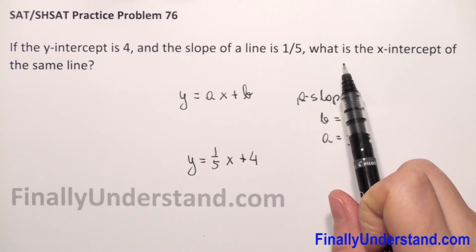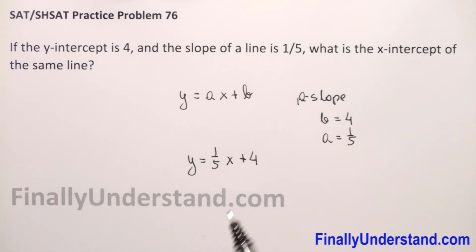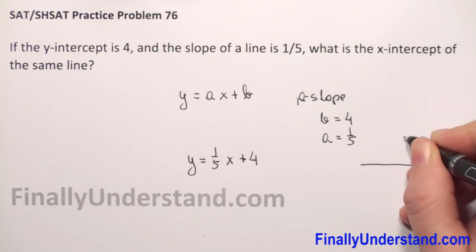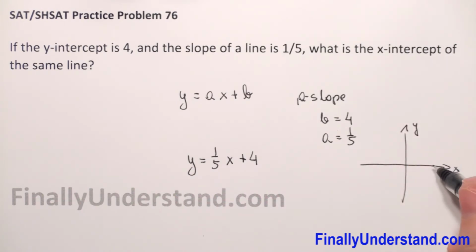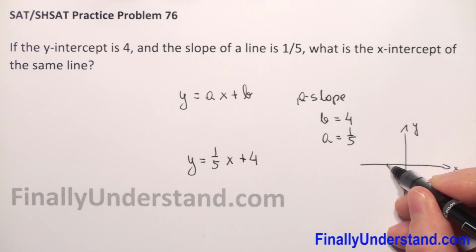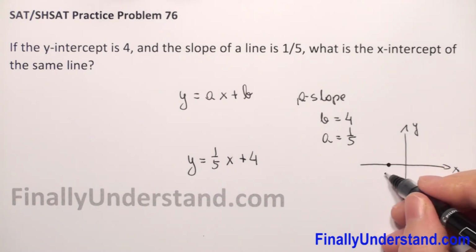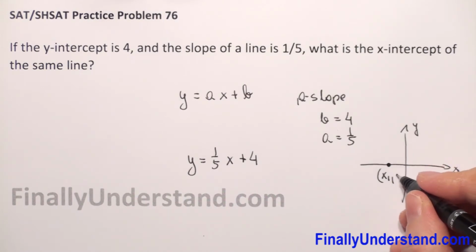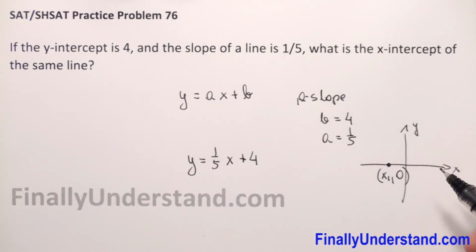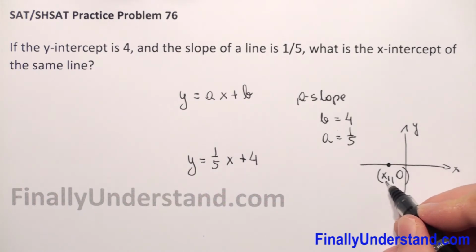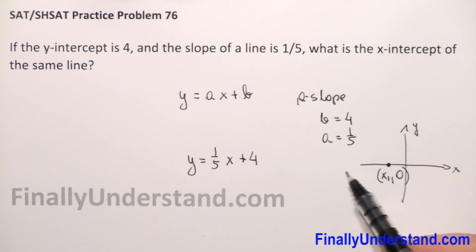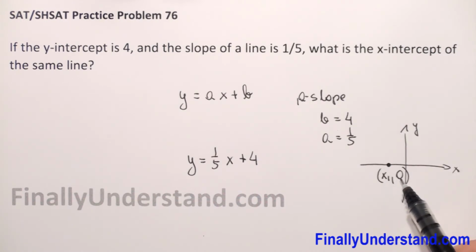And now we have to find the x-intercept of the same line. X-intercept. Let me draw the xy plane. When we have an x-intercept, we have a point on the x-axis. The first coordinate, let's call it x1, and the second coordinate on the x-axis is always 0. So in this example, our unknown is x1 and the y coordinate is 0, always on the x-axis. This is our y, the second coordinate.